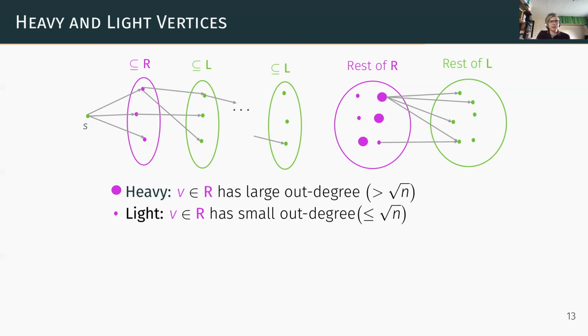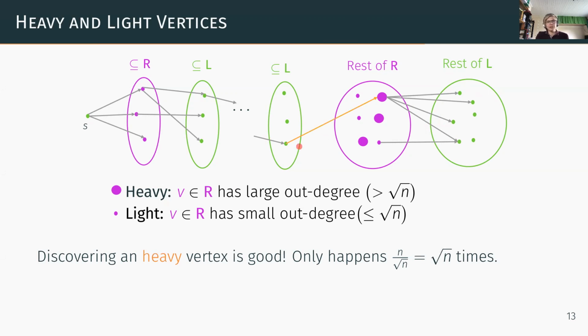And this is useful because if we can discover that some heavy vertex is reachable here in the next layer, say we are lucky and we find this edge, so the next layer includes one of these heavy vertices, then in this lucky case, we are really happy. Why? Because in the next iteration of the breadth-first search, we would find all of the neighbors of our heavy vertex, of which there are square root n many. So this can only happen n divided by square root n many times, which is just square root n times.